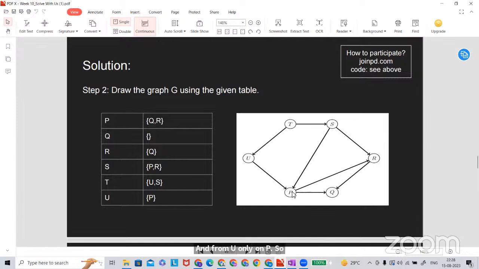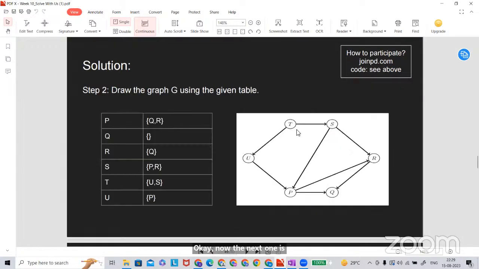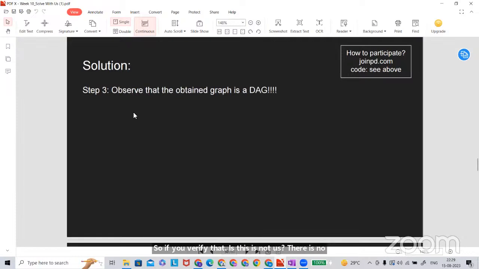So from U is only on P. So this is the process to find whatever the data, the graph will be this one. Okay. Now the next one is we have to verify that this is a DAG or not, meaning it will not contain any cycle. So if you verify that there is no cycle, this is actually a DAG. So here in the solution part, we have to verify that it is a DAG.